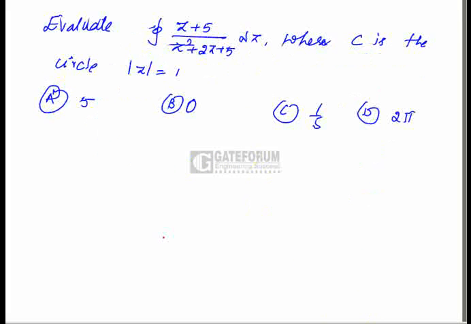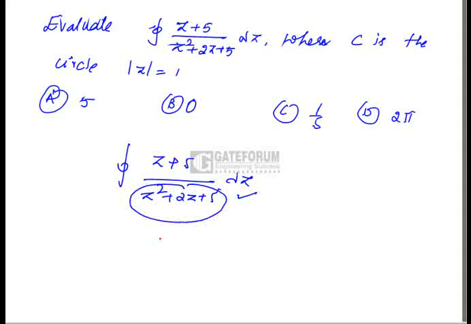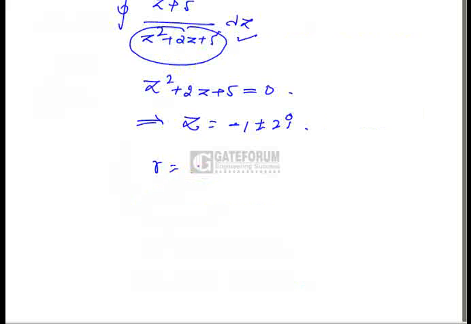We have to evaluate the integral of z plus 5 by z square plus 2z plus 5 dz. In order to find this integral, we have to find the poles of the denominator, that is z square plus 2z plus 5. In order to find the poles, we equate it to 0. Now the value of z will be minus 1 plus or minus 2i. Now the value of r is root over minus 1 square plus 2 square, which will be root 5, always greater than 1.